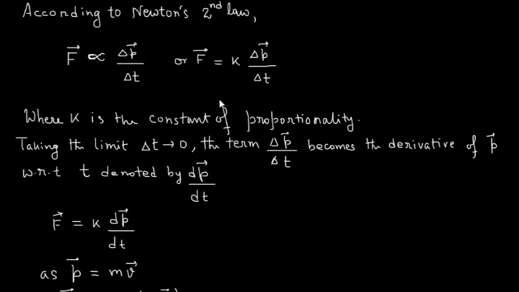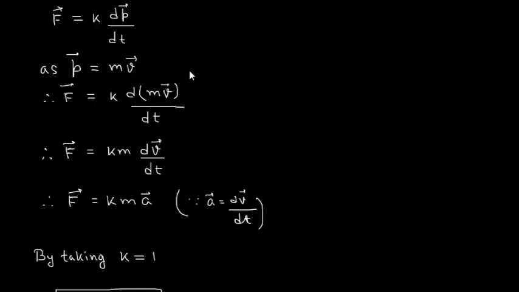the term delta p upon delta t becomes the derivative of p with respect to t. F is equal to k multiplied by dp by dt. So we can write p is equal to m v. Therefore, F is equal to k multiplied by d(mv) by dt. F is equal to km dv by dt. F is equal to kma, since a is equal to dv by dt.